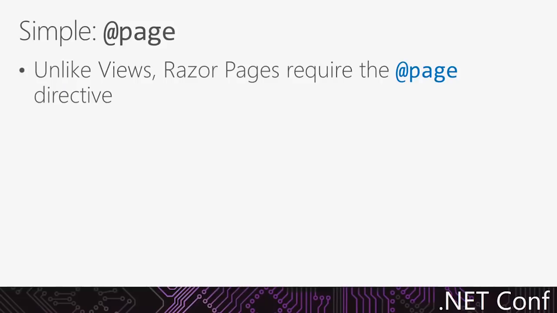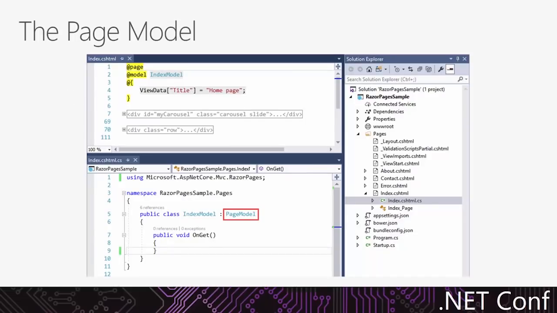The @page directive is new and is required by all Razor Pages. This is what tells ASP.NET Core to treat this class as a Razor page instead of as a view. Razor Pages can also specify a model using the @model directive that you're probably familiar with from views. Unlike views, however, Razor Pages will typically specify as their model a class that inherits from PageModel instead of a custom view model type.